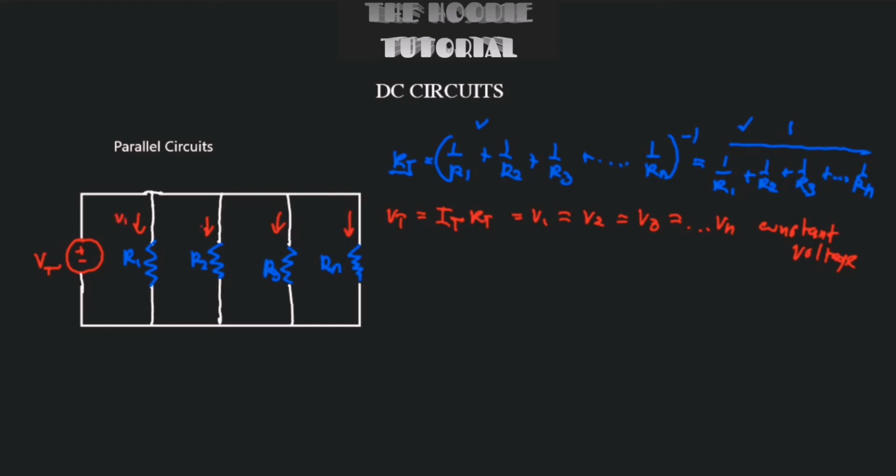Let's call this V1, V2, since that is the voltage flowing through resistor number 2. Let's call this V3, and this Vn. That would be it.